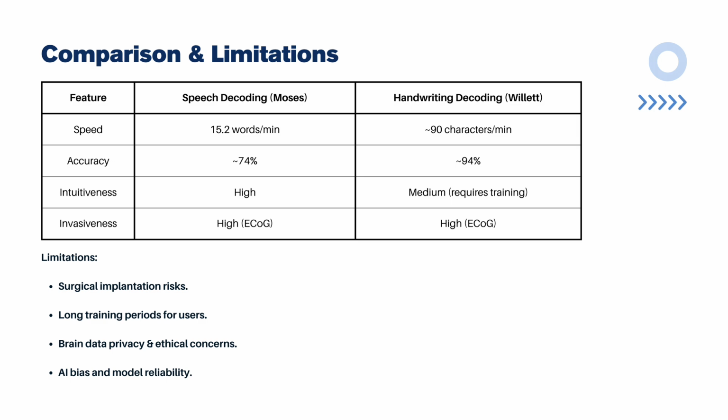Now, to the limitations listed below the table: surgical implantation carries medical risk. Users typically require extended training, and the decoder often needs a recalibration process across days as signal properties drift. Brain data raise privacy and consent questions since neural patterns can, in principle, reveal sensitive information. And finally, model reliability matters. Performance can vary with fatigue, medication, or attention, so robust error handling and user control are essential.